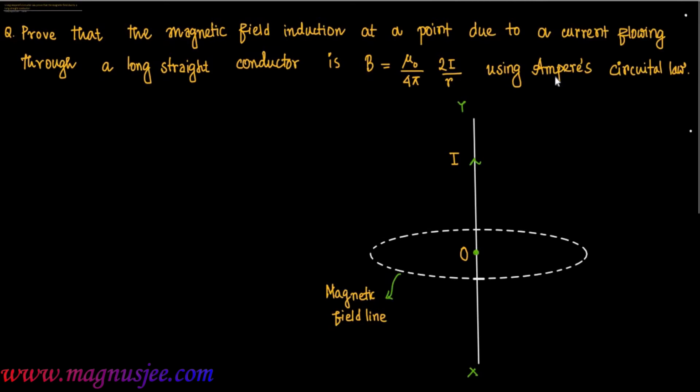O is the center of this circular magnetic field line, and we consider its radius as R, and P is a point on this circular magnetic field line. We consider a small element on the magnetic field line. Here A and C are two points, and AC is the small element of length dl around the point P. At the point P, the length vector dl acts tangentially.